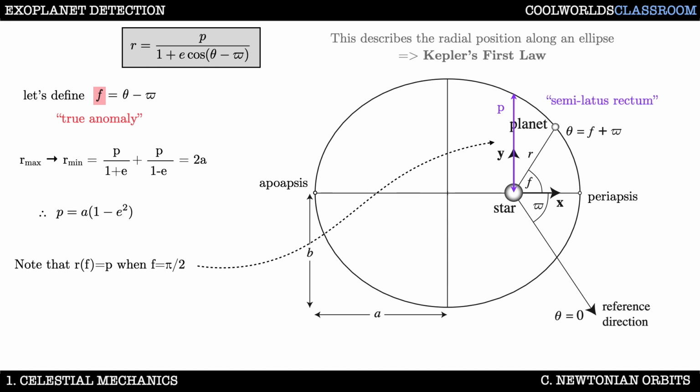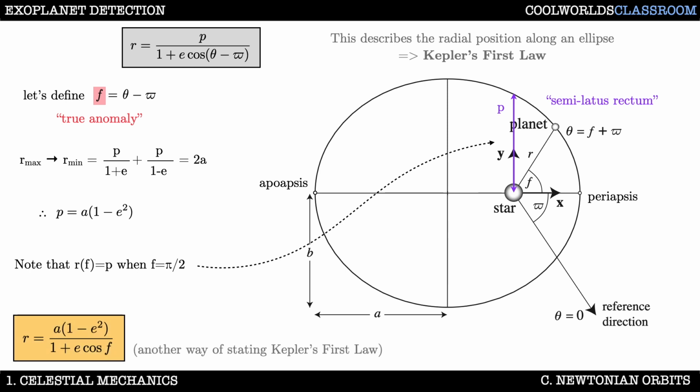And yes, we've got another bit of jargon for you. This is known as the semi-latus rectum of an ellipse. What a wonderful name that is. Replacing that into our r formula gives us this more conventional equation for relating the radial distance as a function of the orbital true anomaly.